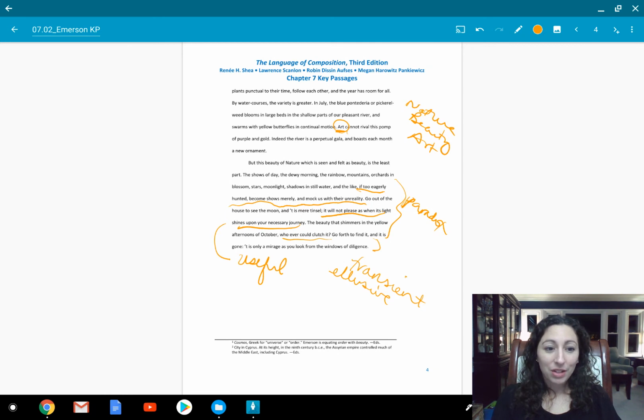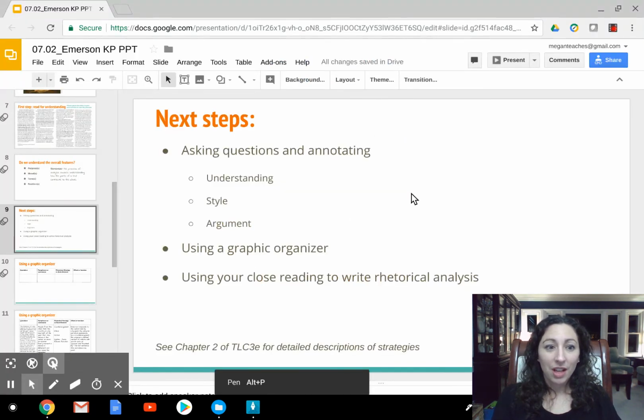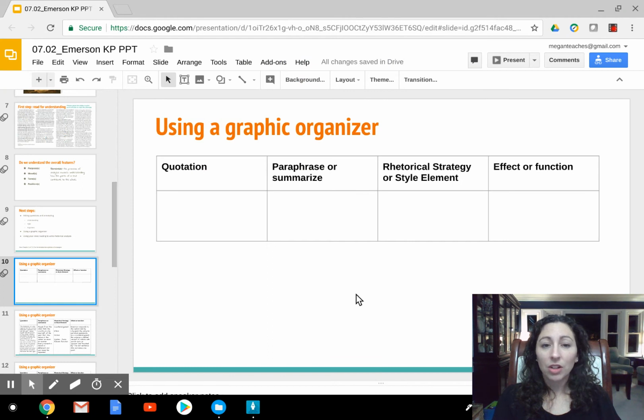Let's go back to our slides and take a look at our graphic organizer and how we might be able to use this. With our graphic organizer, we can pull those quotations that we think are the most essential, put them into our own words because that helps us get at the meaning, identify the rhetorical strategy or the style element, and then, of course, think about the effect or function or both of that particular quotation and technique.